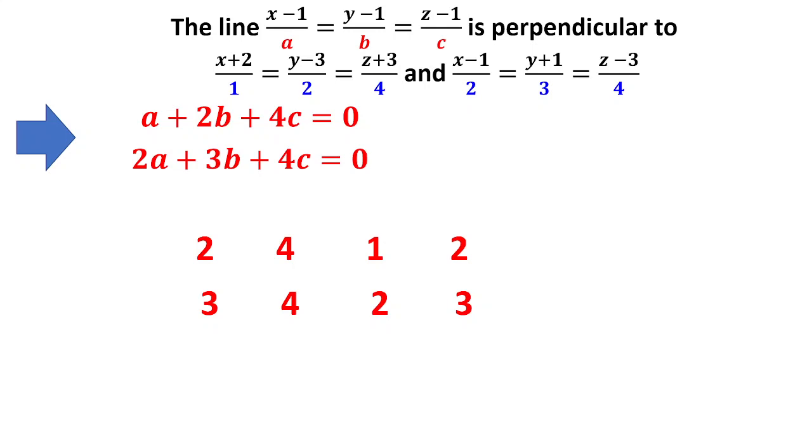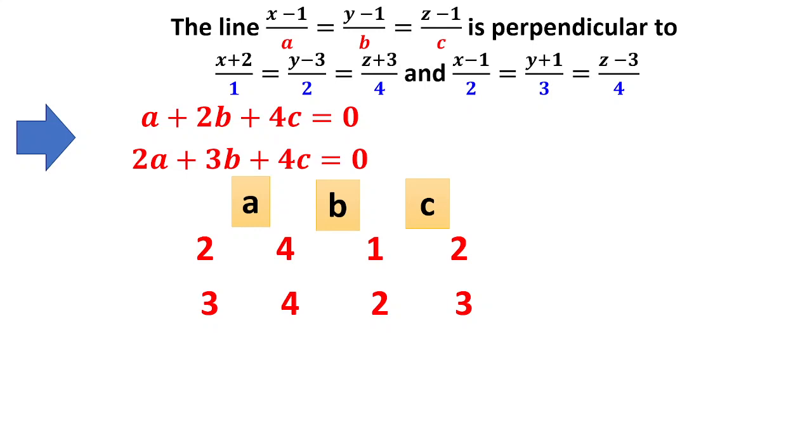Now you are having two rows of numbers, 4 numbers each. Now when you take the first two columns, you can get the value of a. To get the value of b, you have to take the next two columns. To get the value of c, you have to take the next two columns. How to get the value of a, b, c?